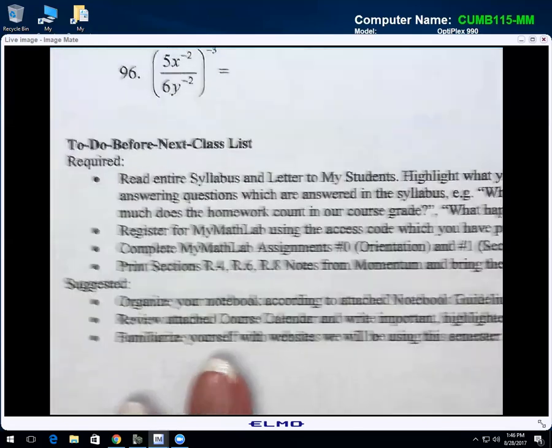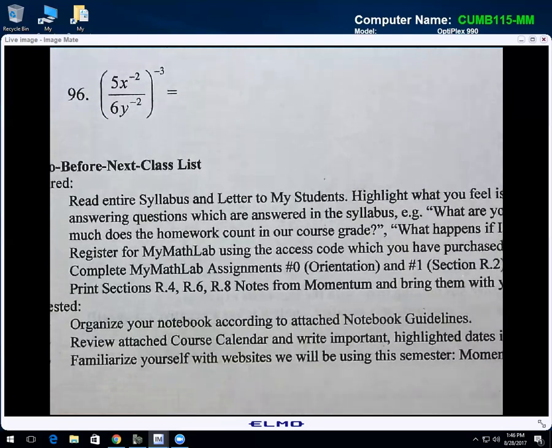This is what you need to do tonight. Read everything I gave you. Make sure you understand the policies of the course. Highlight what's important. Then register for my math lab using those instructions that I gave you and the course ID that I gave you. Assignment 0 is just some questions from the syllabus and the calendar, and then a few questions that tell you how to enter answers in my math lab. Here's how you type fractions. Here's how you type radicals.